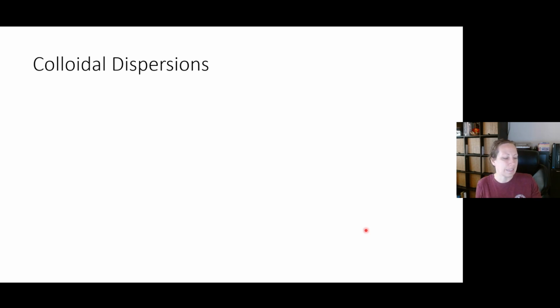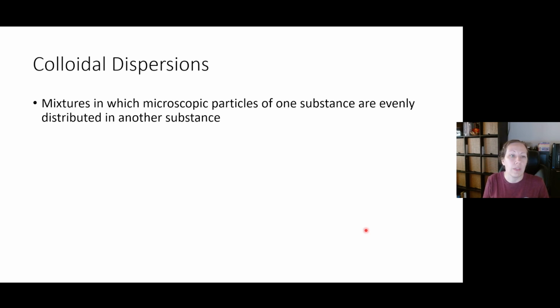Okay, so the second type of mixture is colloidal dispersion. So everything that we've covered so far is the solutions. And now let's talk about colloidal dispersions. So in these, the particles are bigger, right? They are generally going to be microscopic. You're not going to be able to see them with the naked eye, but they are evenly distributed still in the other substances.